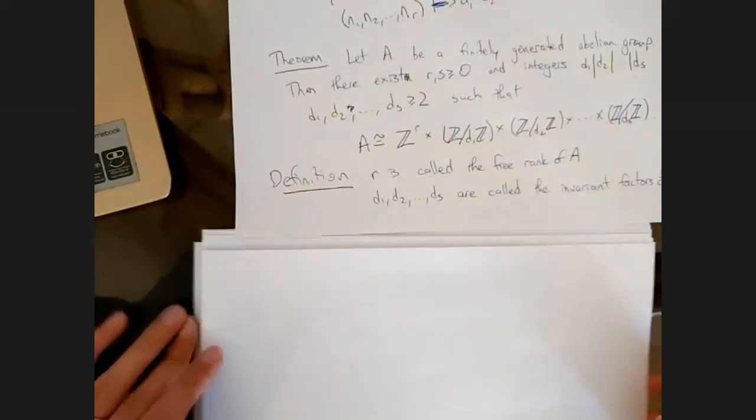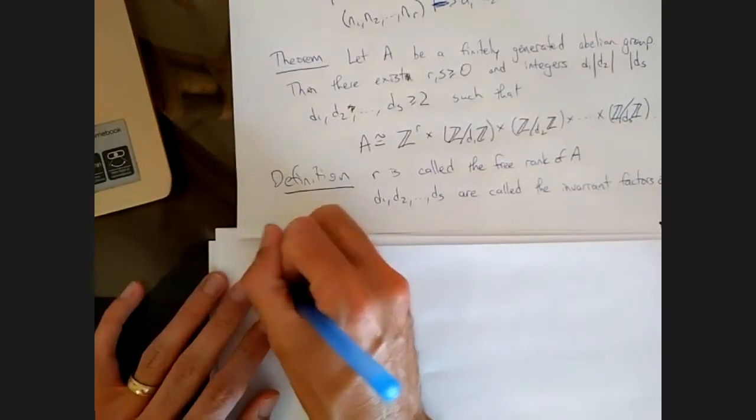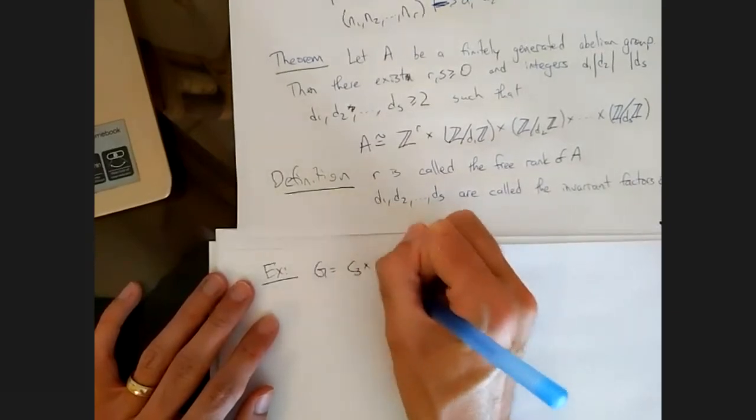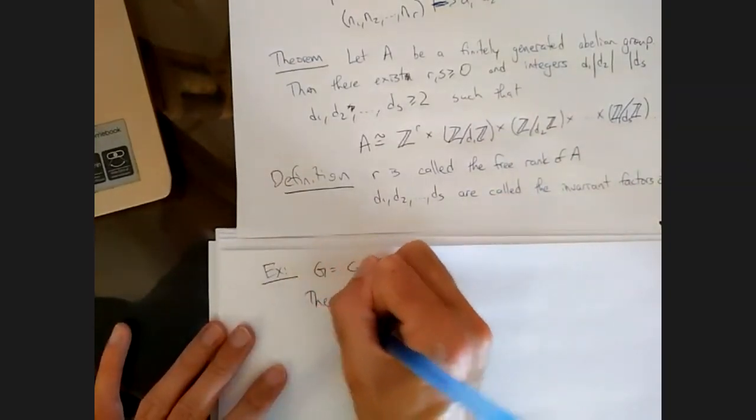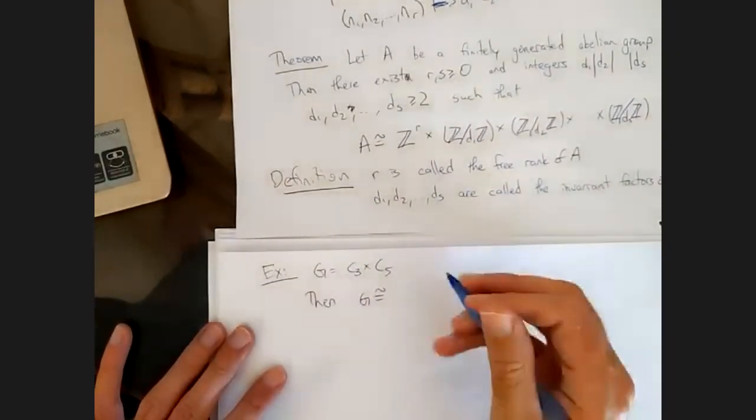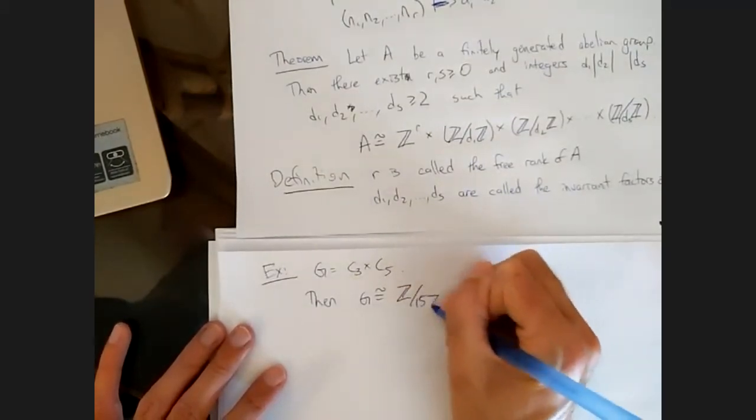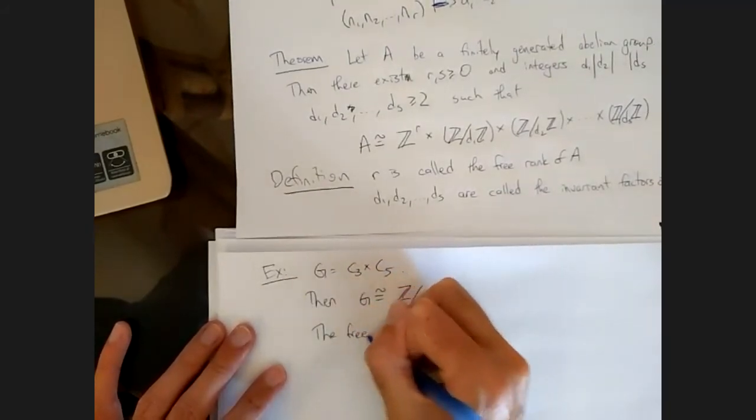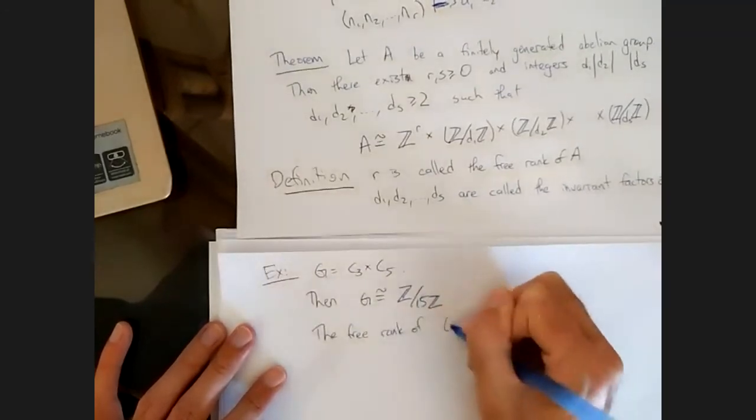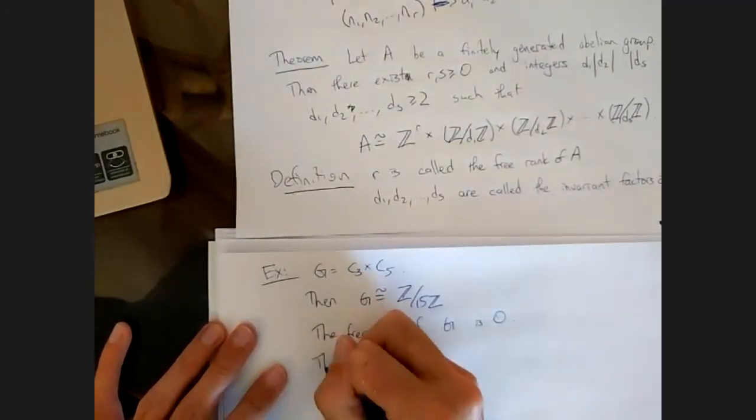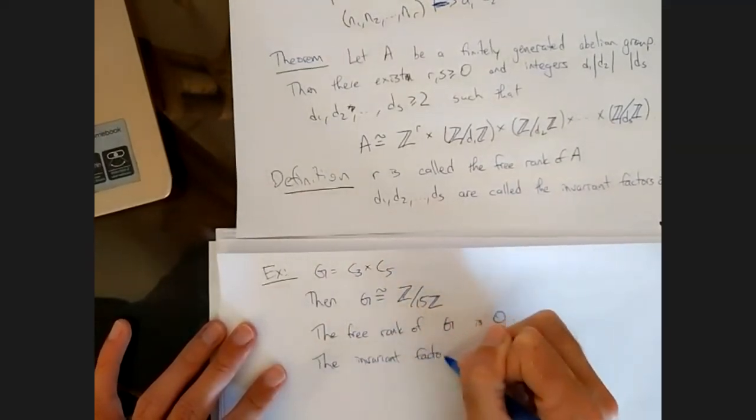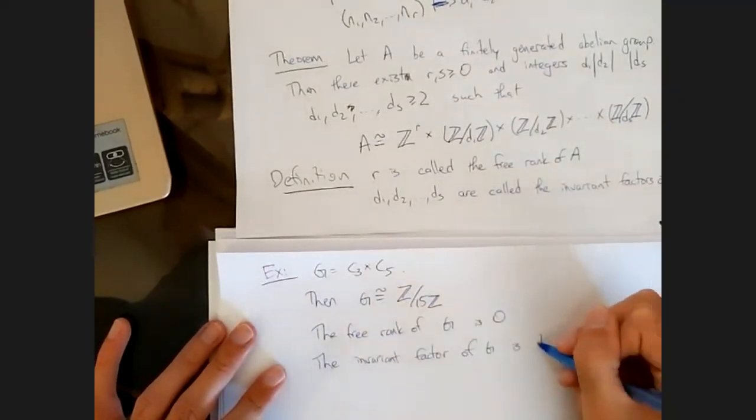Just as an example, if G is C3 cross C5, then G is actually isomorphic to Z mod 15Z. So the free rank of G is 0. The invariant factor of G is d1 equals 15.